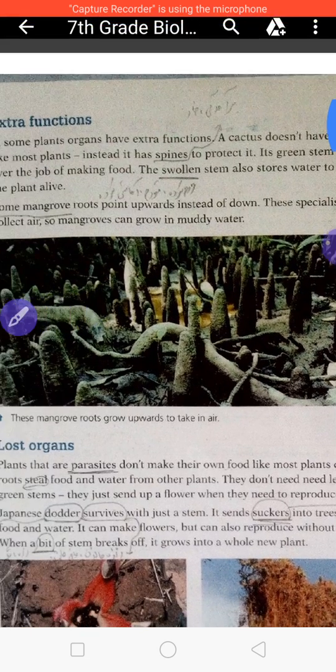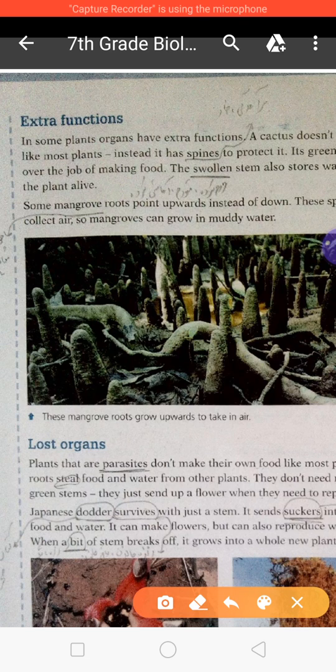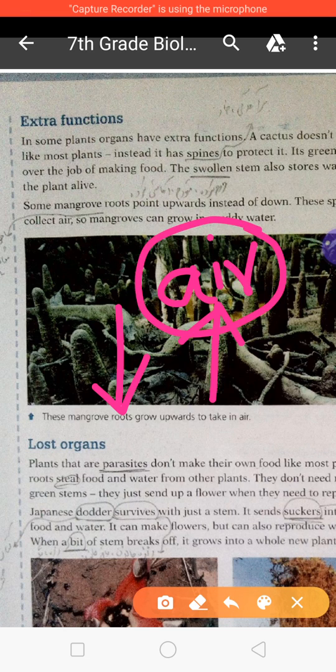And if you look at another example here, the mangrove plant. In the mangrove plant, the roots grow upward instead of going downward. What's the reason for this? The reason is that it needs air. It gets the air into its body, which is an extra function of the root. We discussed that the root has the function of absorbing water and nutrients from the soil, but it is having some different function. It's an extra function for it.